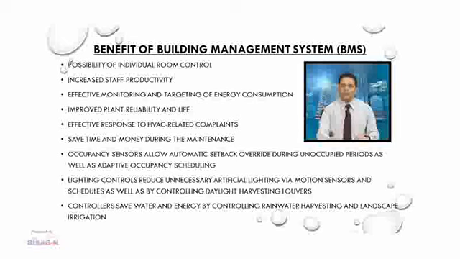Now we come to the benefits of the building management system. It can be controlled from one place, increases staff productivity, gives efficient monitoring and targeting of energy consumption, improves plant reliability and life, gives effective response in case of a malfunction, and saves time and money during maintenance. Then occupancy sensors can also reduce the energy consumption of the building, and incorporation of lighting sensors can also reduce the lighting requirement of the building. There are controllers incorporated to save water and for rainwater harvesting.